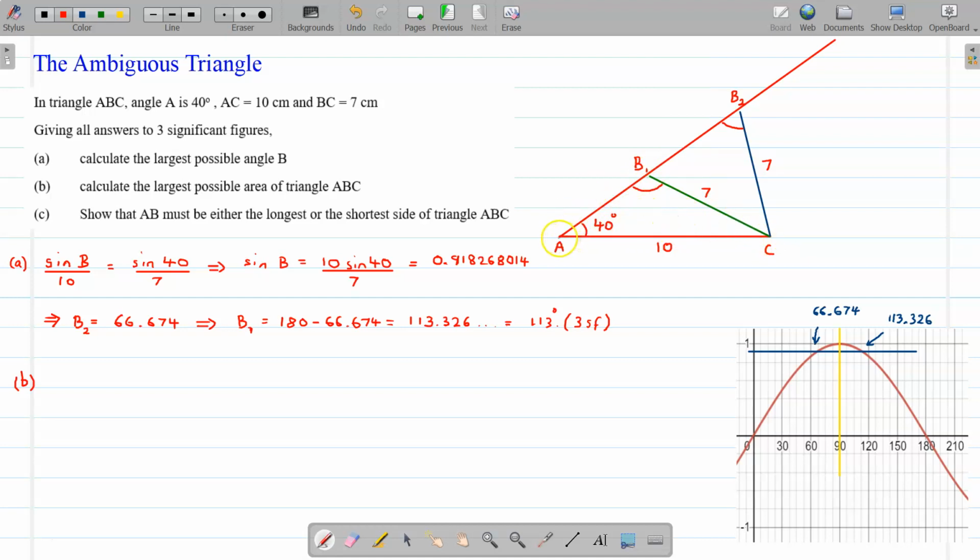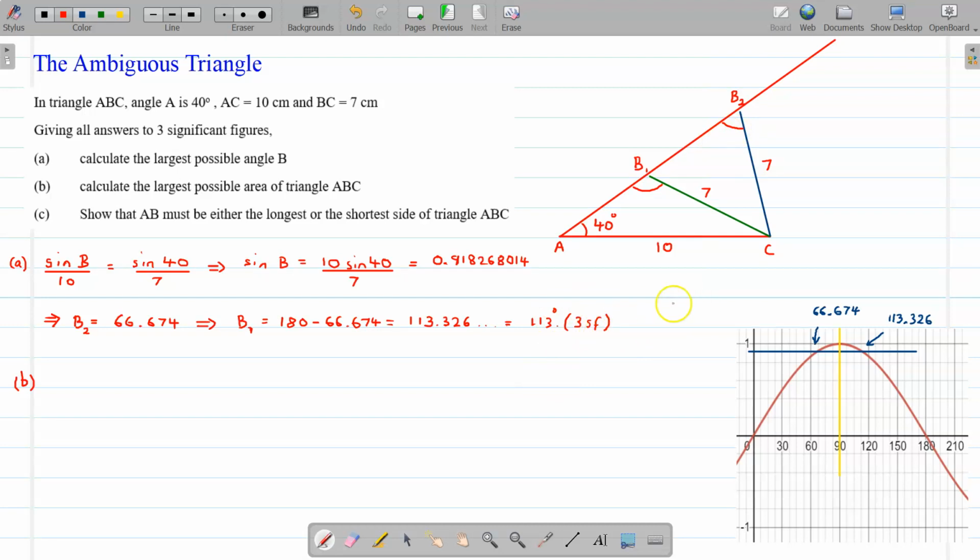To get the largest area, I would have to go from A to B2 to C. So it would be the bigger triangle of the two, and the bigger triangle uses the smaller angle, B2. All right, so what I'm going to do to find the area is to use the rule, area is a half ab sine C, okay?